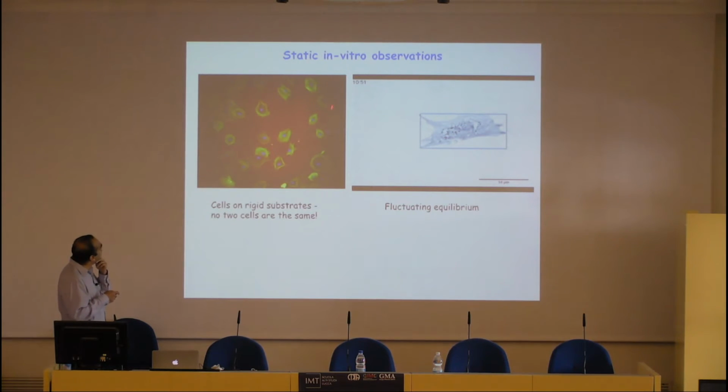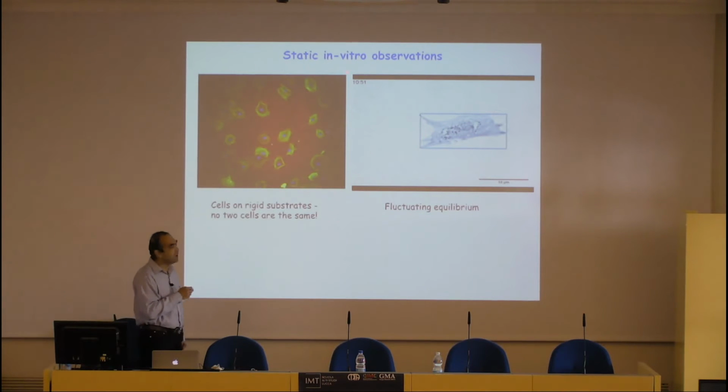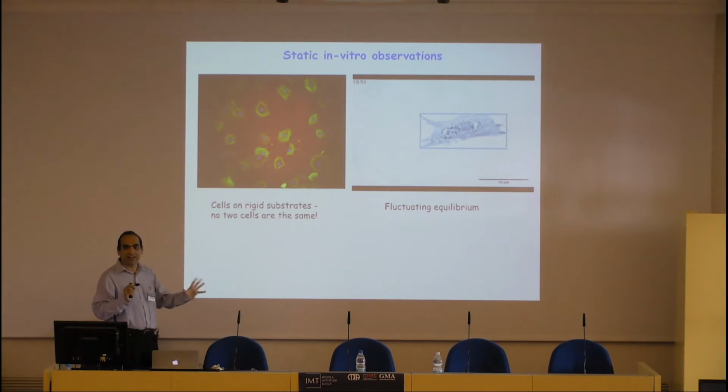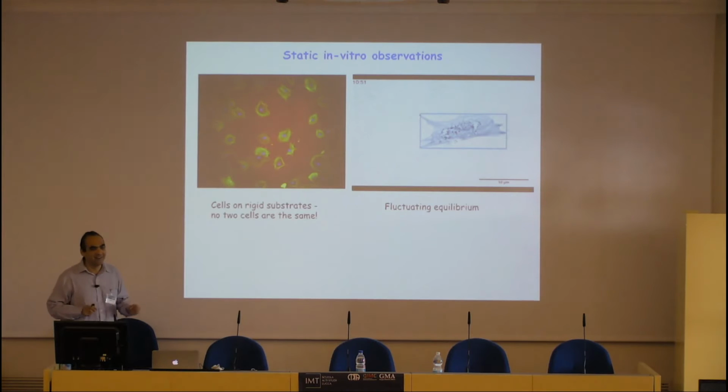So let's just think of very simple observations. If you think of putting cells on a glass substrate, so this is a glass substrate, and you've just put lots of cells on it, and you've stained it for actin, and you've stained it for the nucleus in blue, and you've frozen the system in that way, the first thing that you notice is that no two cells are identical, basically. Every cell that you're seeing here is somewhat different.